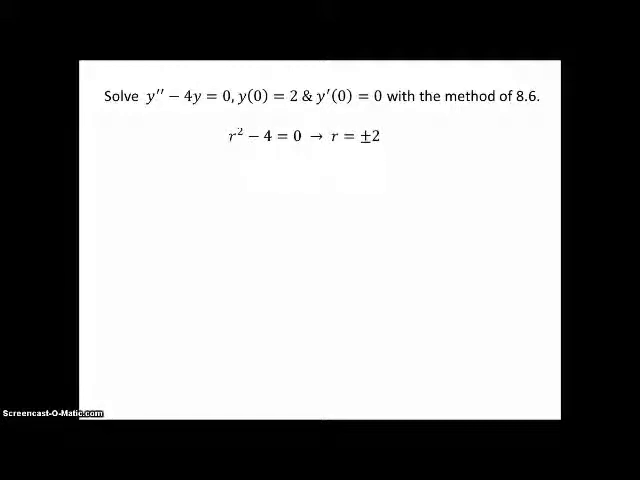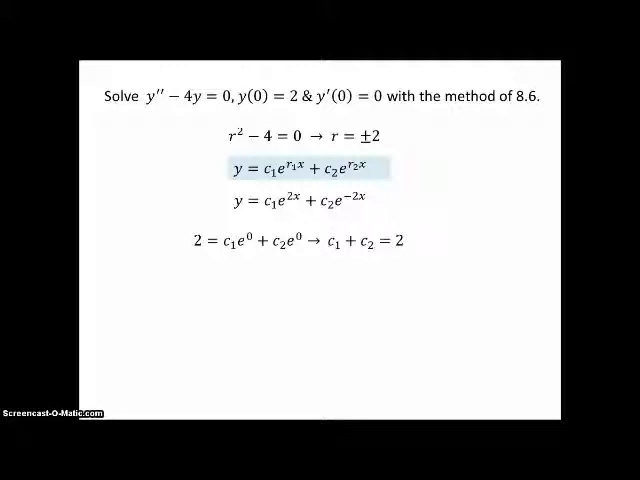We have r squared minus 4 equals 0, which means r is plus or minus 2, which is the first case, and there is the formula for the solution. And if we put in the r's, then we have 2 for r1 and negative 2 for r2. And if we plug in 0 for x, we are supposed to be getting 2 for the result, which means that c1 plus c2 is 2.